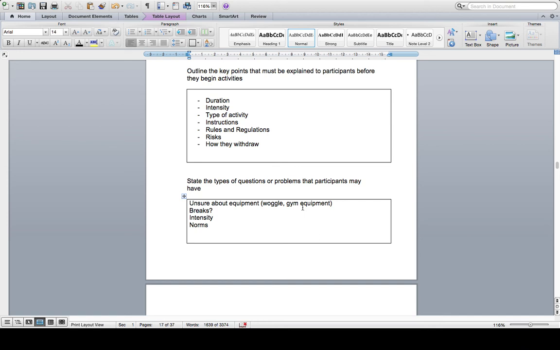Okay, how hard are you expecting them to work? Is this going to be a bit of a rest day where it's just going to be an easy session? Or are you preparing for competition? Or are you really trying to push their training plan? It's going to be really intense. You need to let them know that before the session, okay?